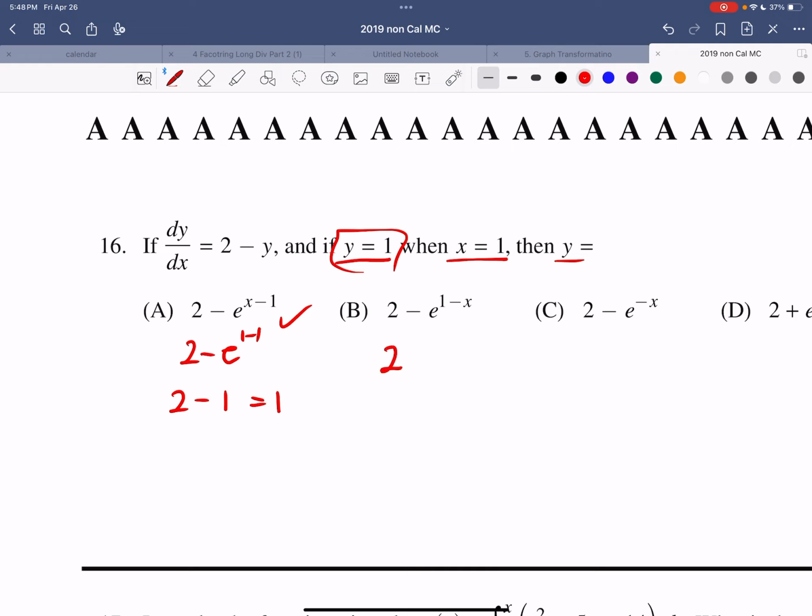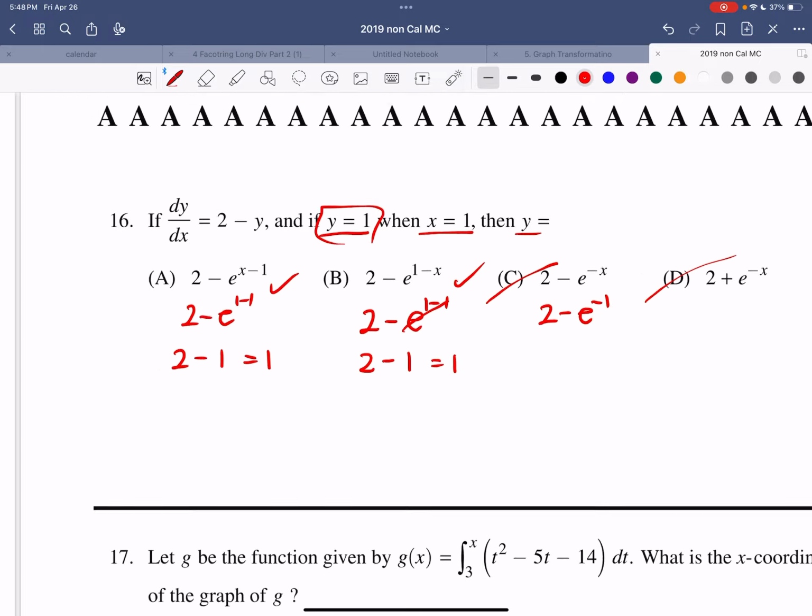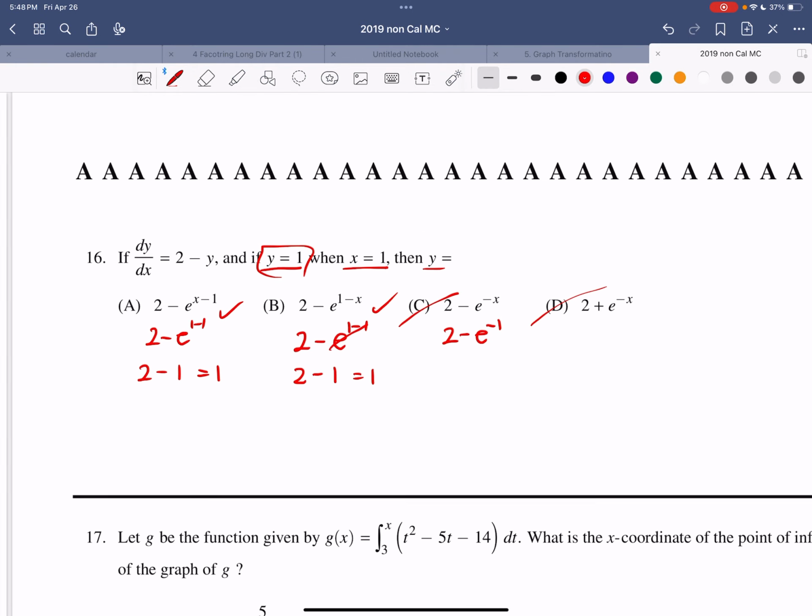If I plug this one in here, I may not be right, but 1 minus 1. And this one is the same thing as this, like you still get 1 minus e to the 0, which is 1. So this one also becomes 1. So B can be the answer. But this, on the other hand, is not going to give you 1, so that cannot be the answer. So it's not D. The answer is going to be either A or B. And that's how you can guess it.